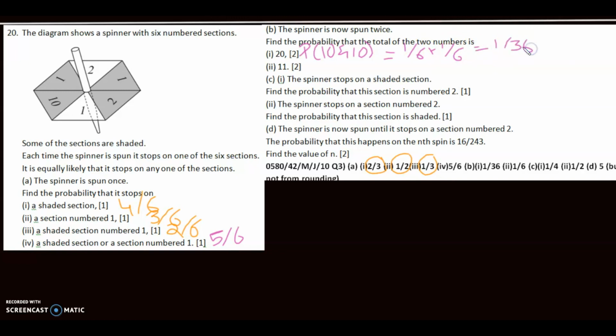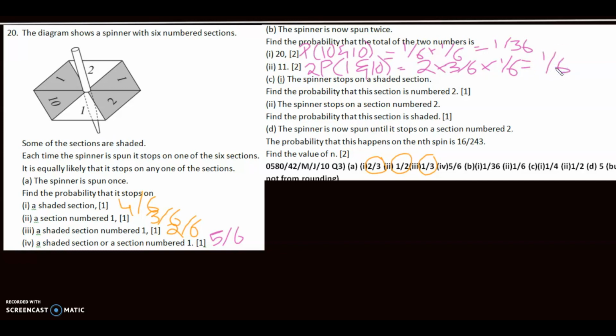Okay, getting an 11. 11 can be obtained by getting 1 and then 10, or 10 and then 1, which means we multiply this probability with 2 instead of doing both the cases separately. So 2 times probability of getting 1 is 3 upon 6 times probability of getting 10 is 1 upon 6. So that is giving 1 upon 6.